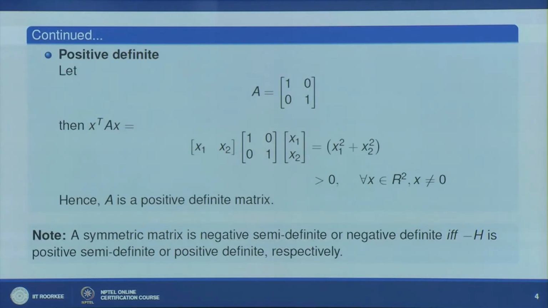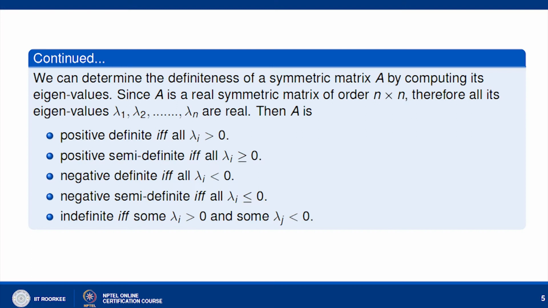So, that is there in this note. A symmetric matrix is negative semi definite or negative definite if and only if negative of H is positive semi definite or positive definite respectively. Okay. Now, how can we check whether a given matrix is positive definite, positive semi definite, negative definite or negative semi definite? So, we have two tests.